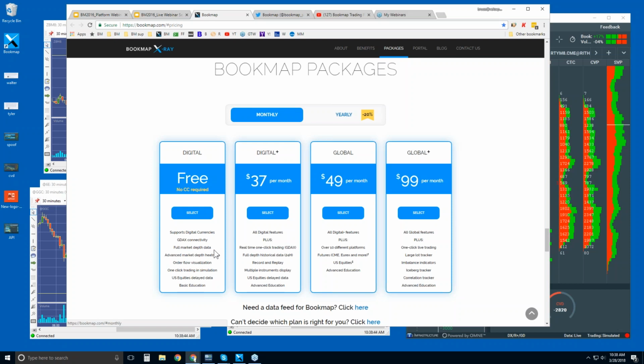Okay, the Bookmap Digital Plus, you do get the education and full support. You can see it's $37 per month. It offers you the ability to trade right from the Bookmap chart into the GDAX exchange. You can record and replay your data, and you can access up to 20 different digital currencies.